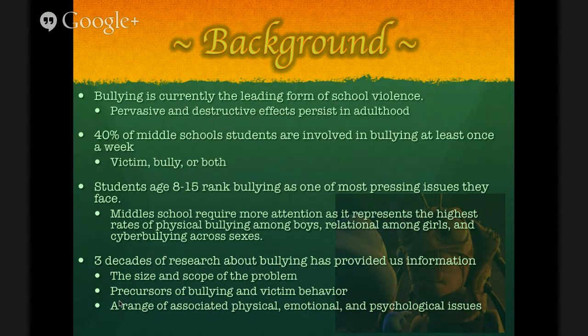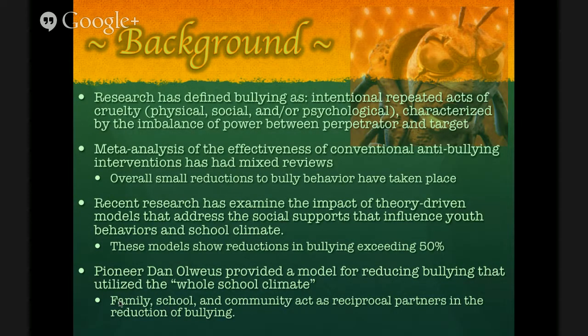Three decades of research about bullying has provided us with some information. It has provided us with the size and the scope of bullying, precursors to bullying and victim behavior, and the range associated with the physical, emotional, and psychological issues. Research has defined bullying as intentional, repeated acts of cruelty characterized by the imbalance of power between the perpetrator, the bully, and the target, the victim. Cruelty involves physical, social, and/or psychological harm.